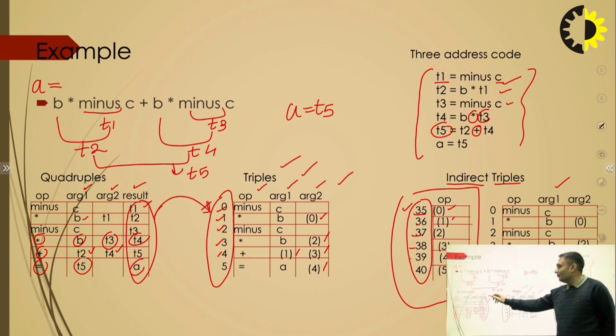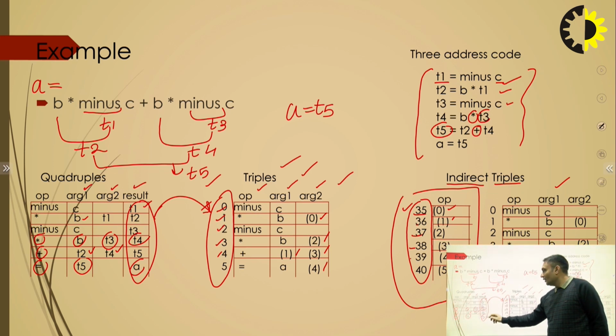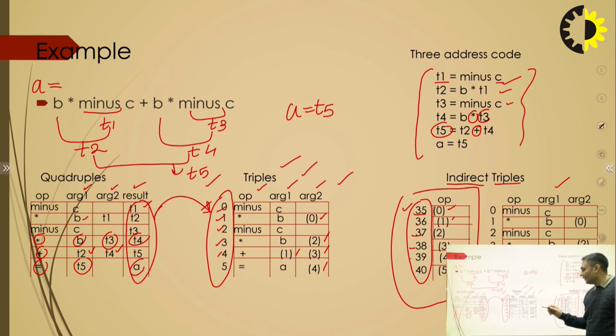So the difference between quadruple and triple is that there is no result section, and temporary values are accessed by the reference value. And the difference between triple and indirect triple is that the temporary locations are further accessed through another set of location values. So I wrote 35, 36 here. You can write 100, 101, 102, 103, 104, 105. Whatever values you want to give, you can access these temporary references with another one. That's why its name is indirect triple.